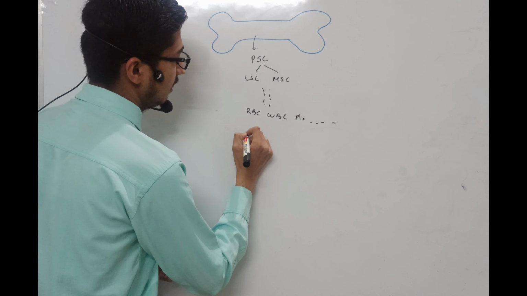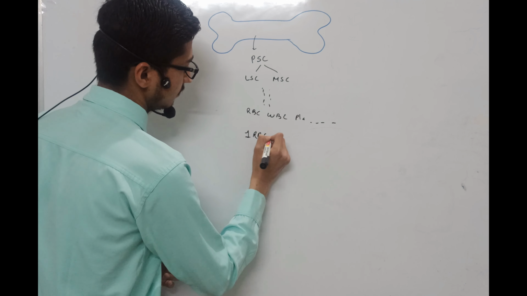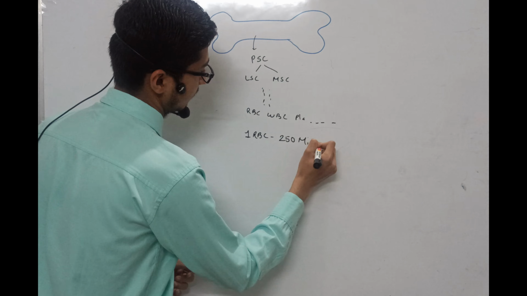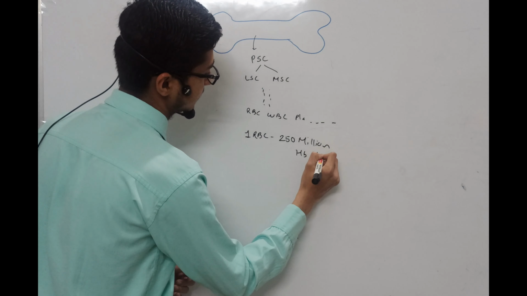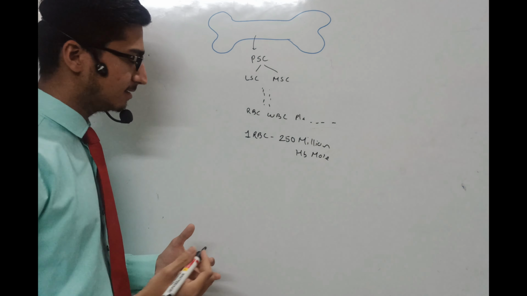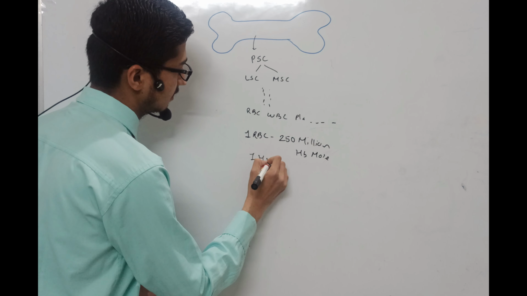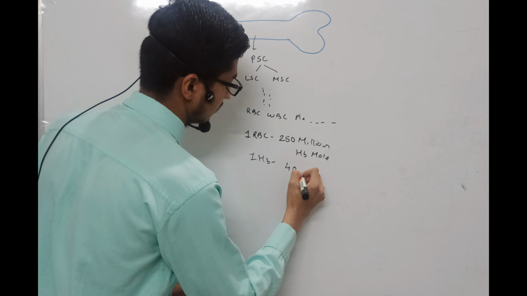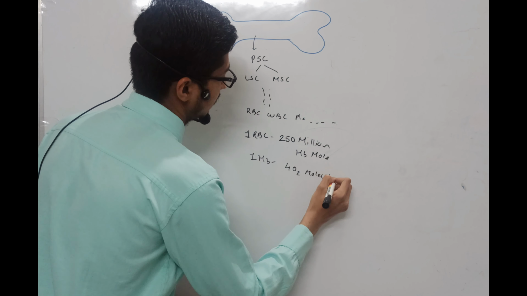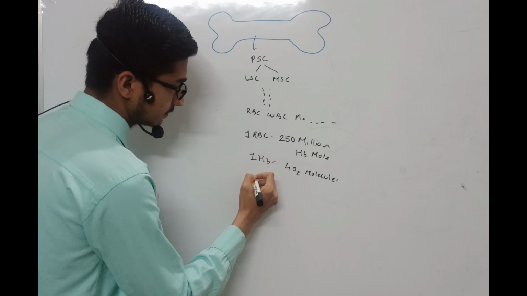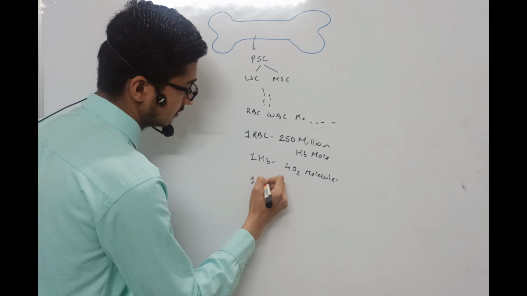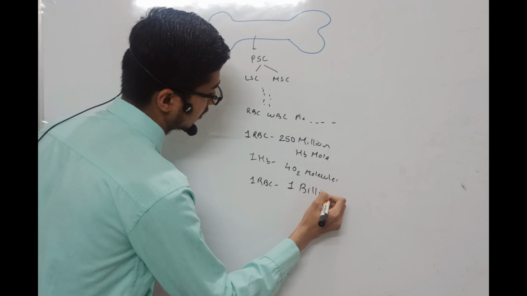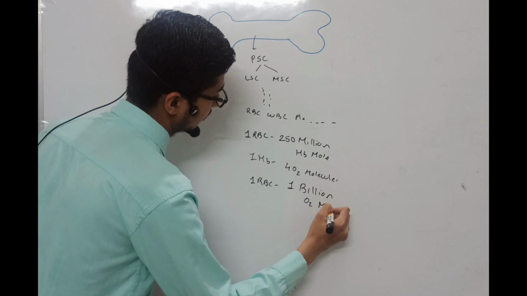In one RBC there are about 250 million Hb molecules. And we know that one Hb molecule has the capacity to carry 4 oxygen molecules. So ultimately, one RBC will carry about 1 billion oxygen molecules.